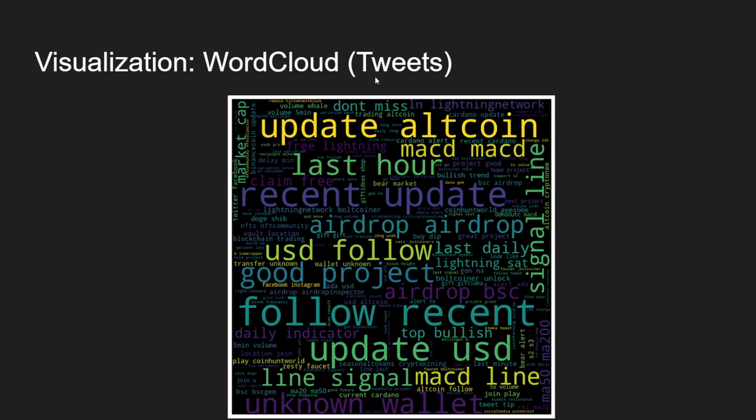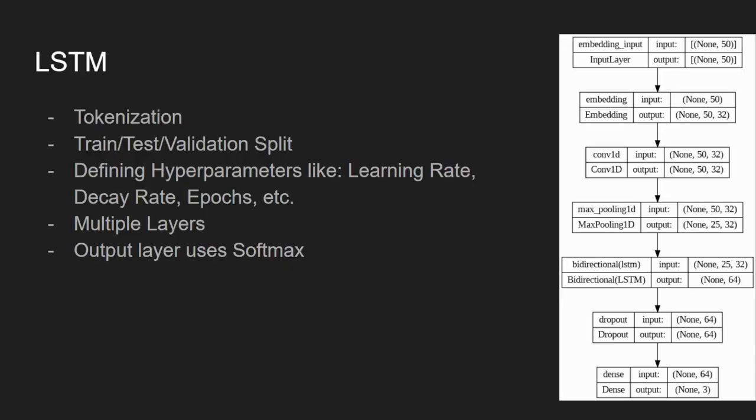And then here's the word cloud for the tweets. This is just a better way to kind of see how everything shows up. Update, altcoin, follow, recent, update. Sometimes with this, the words will show up two different times, but it all has to do with different levels of frequency. And so the next thing will be Vatzel going over his part of the model.